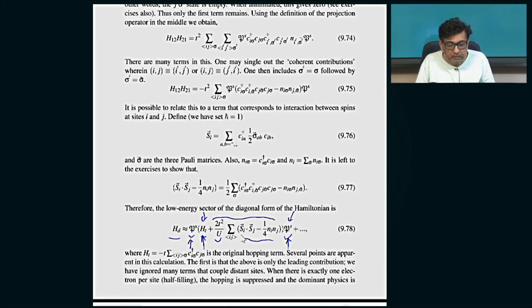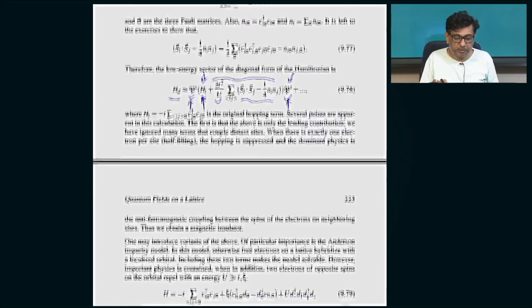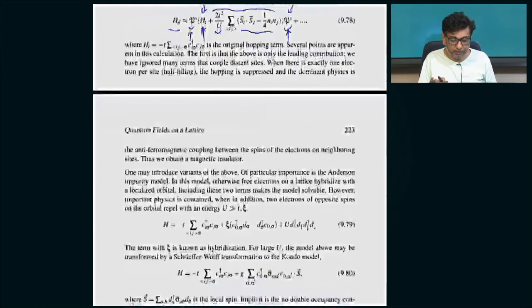So, the point is that these lattice models are likely to give you various models of magnetism. The simplest Hubbard model gives you anti-ferromagnetism as a consequence of half filling and large U. Similarly, there will be other models which will give you other types of magnetism, which we will not go into.